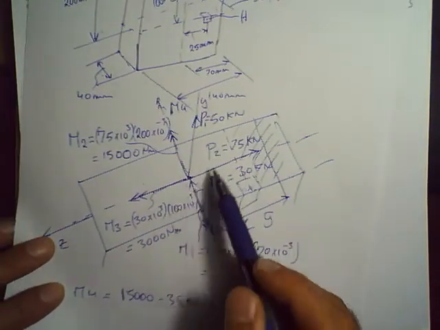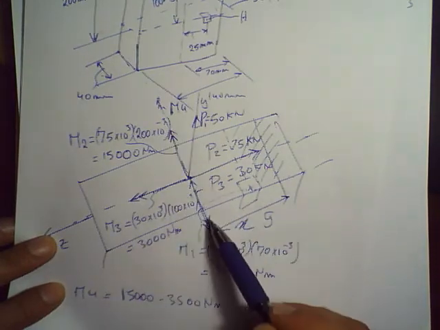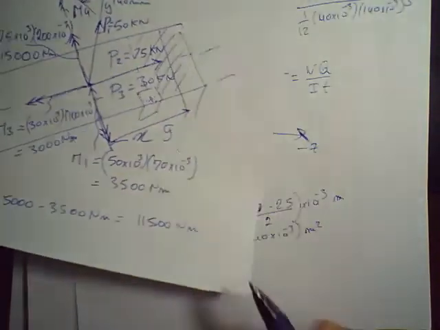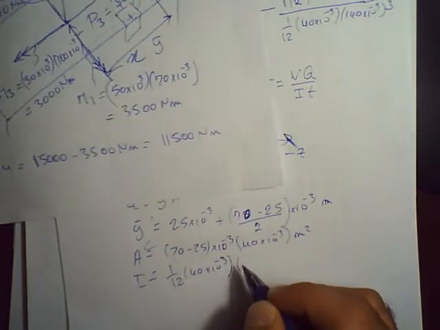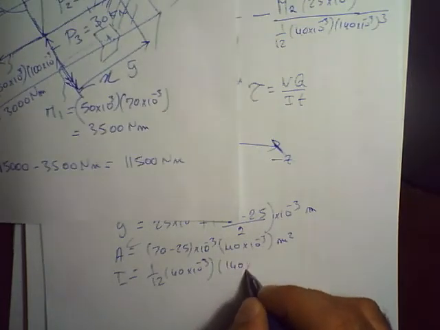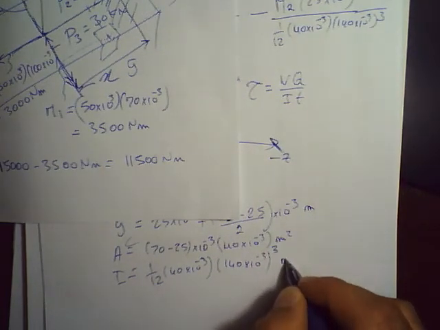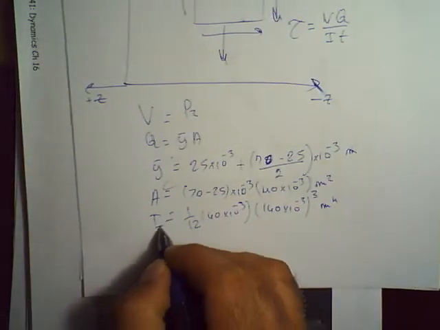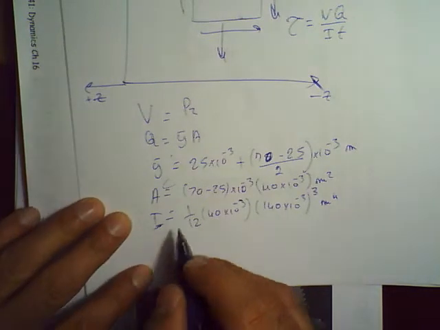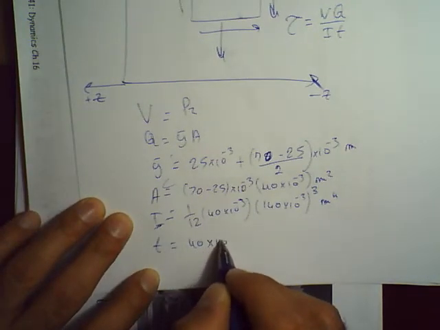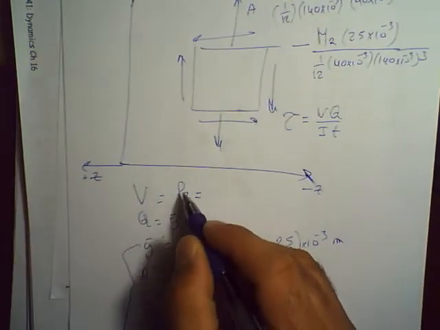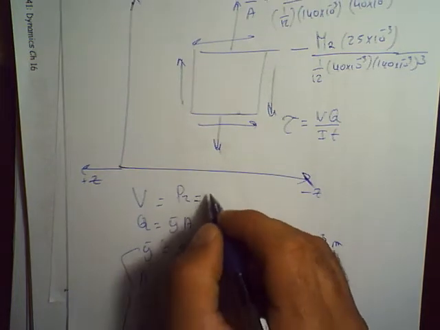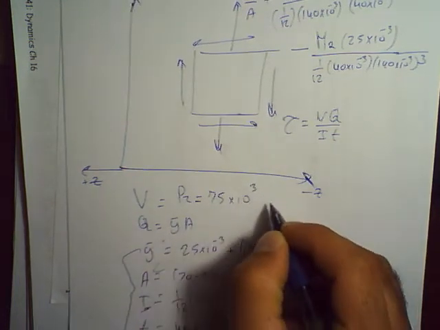How about I? So I is going to be equal to the moment of inertia with respect to this axis, right? So this is your neutral axis in this case, and it is going to be equal to 1 over 12 times 40 times 10 to the minus 3, and then the height is 140 times 10 to the minus 3 to the power 3, in meters to the power 4. So we got Y bar, A, and I, and then how about t? T is going to be the width, which is 40 times 10 to the minus 3 meters. So you have all the values that you need, and V is equal to P2, which is 75 times 10 to the 3 Newton.